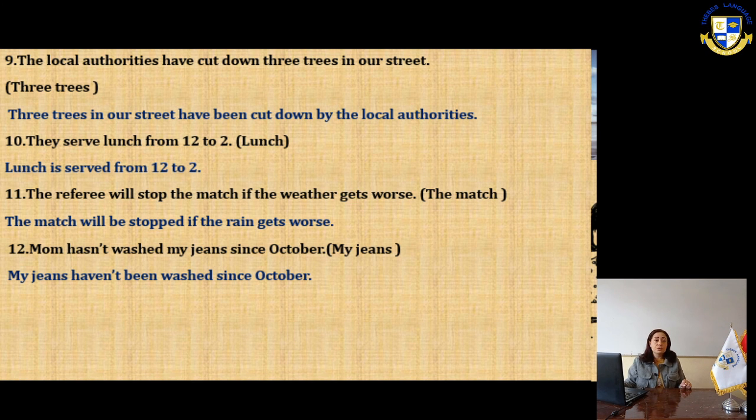And you can answer the rest of the sentences depending on your understanding, and you have the answers shown in front of you here, so make sure that you answered correctly.